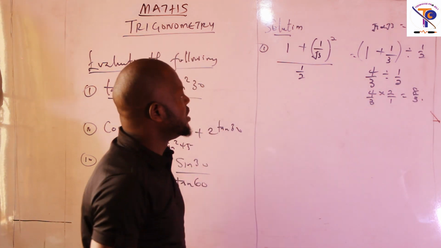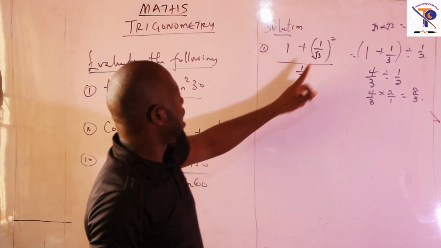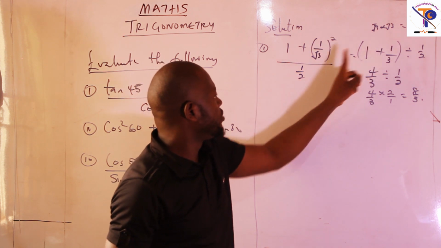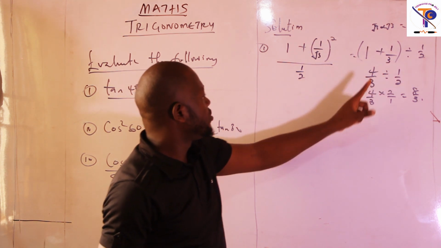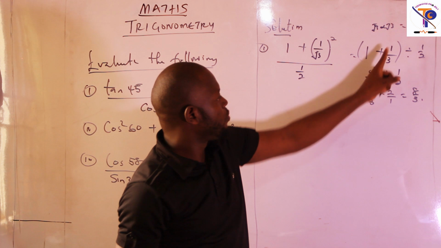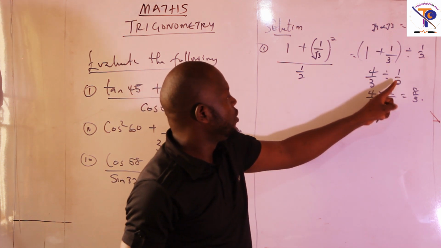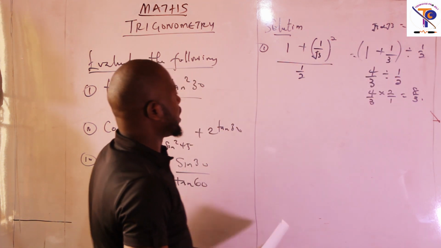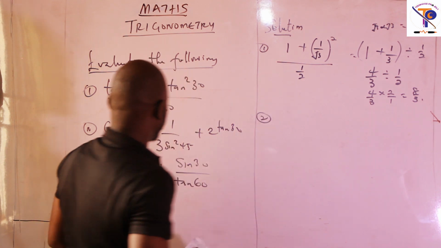Let's check if it is appropriate. So we have 1 here, we have 1 over 3, then 3 times 1. Then we have 4 divided by half. Then we have 8 over 3. This is correct. Let's move on to the second question.